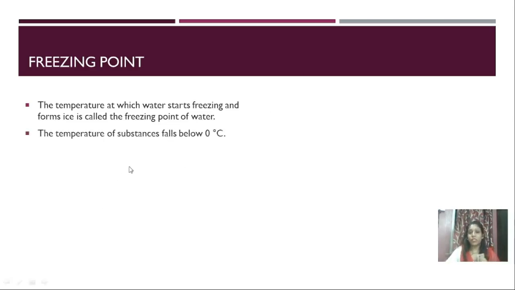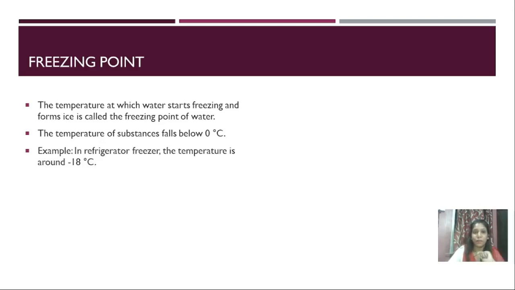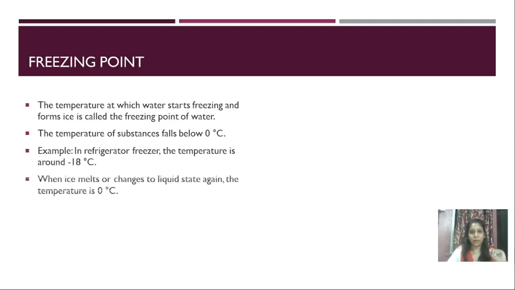The temperature of substances falls below 0 degrees. As we have seen, the temperature of the ice was 0 degrees Celsius. So when you put a thermometer in the ice, the temperature falls to 0 degrees Celsius. For example, if you check your refrigerator's freezer, the temperature is around minus 18 degrees Celsius, not plus 18 degrees Celsius, okay? That's the reason the water starts to freeze, because the temperature is minus 18 degrees Celsius.